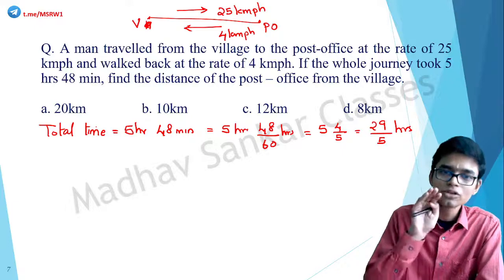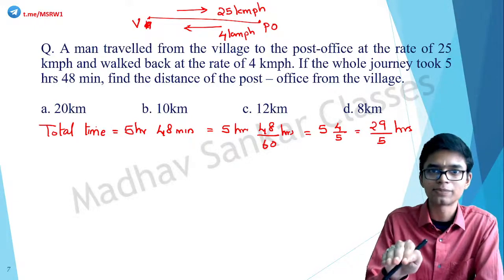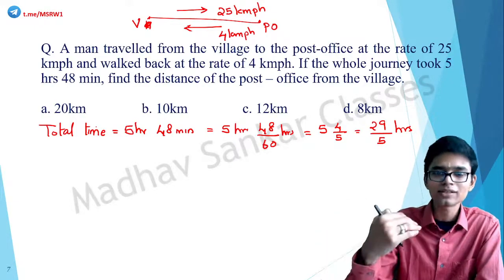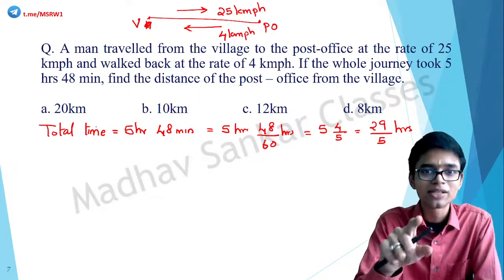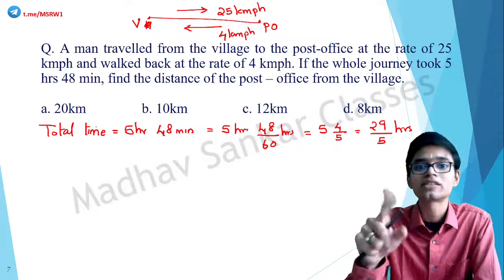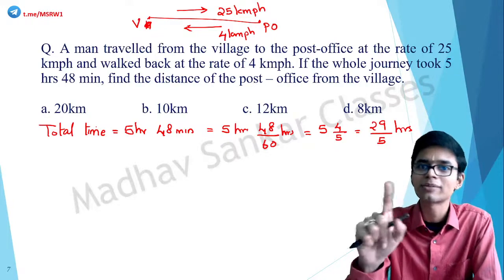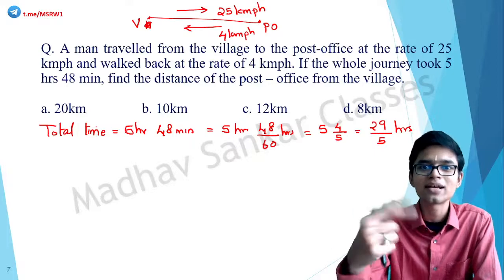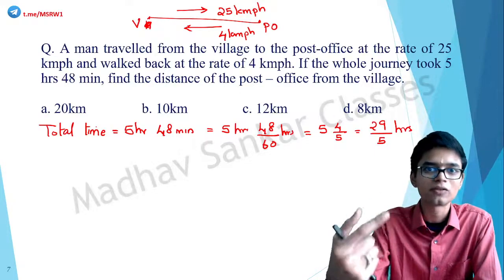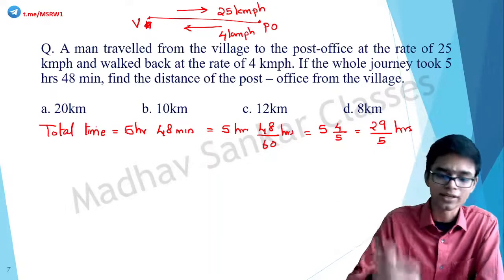Okay, so he went to the post office at a speed of 25 kilometers per hour and then he came back at a speed of 4 kilometers per hour. So what is the average speed? Average speed has to be found out by the formula 2xy by x plus y. It is not x plus y by 2. Okay, when the distance is same and the speeds are different, the average speed is found by the formula 2xy by x plus y.